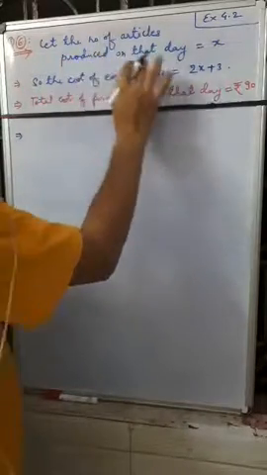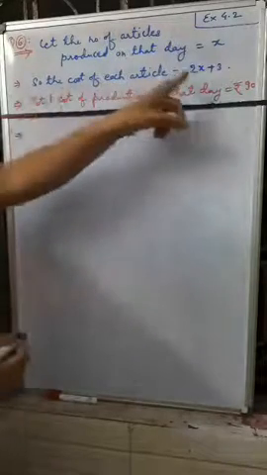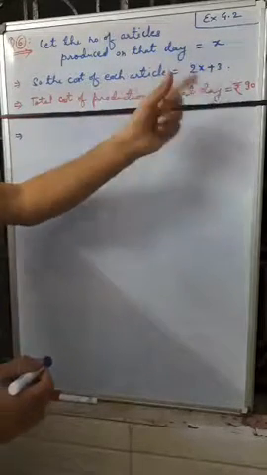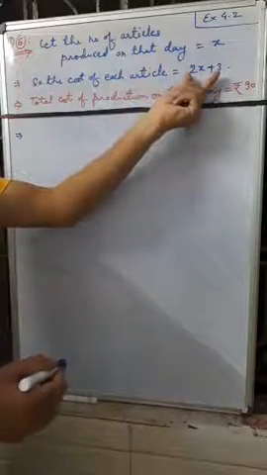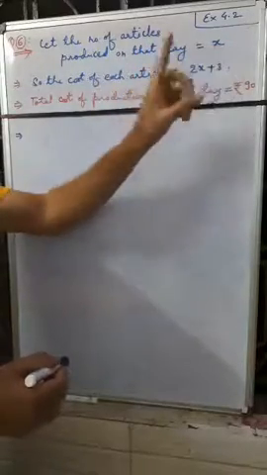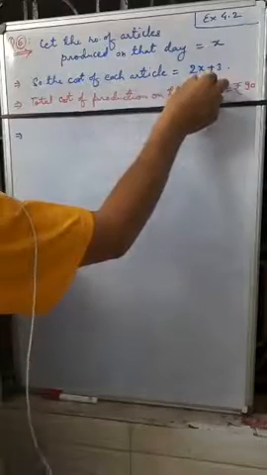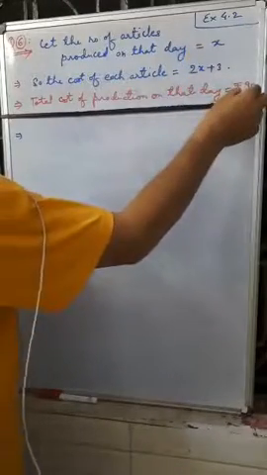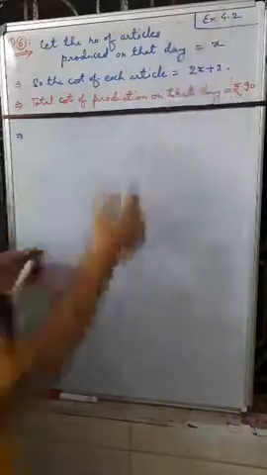Number of articles produced on that day is equal to x, and cost of each article is 2x plus 3. Then we will multiply x with the cost of each article, because number of articles produced on that day is x. तो बनने वाले आर्टिकल कितने हैं? x, और एक की कीमत कितनी है? 2x plus 3. दोनों का इंटू करेंगे तो क्या हो जाएगी? उसकी टोटल मैन्युफैक्चरिंग कॉस्ट और प्रोडक्शन कॉस्ट ऑन दैट डे निकल आएगी.